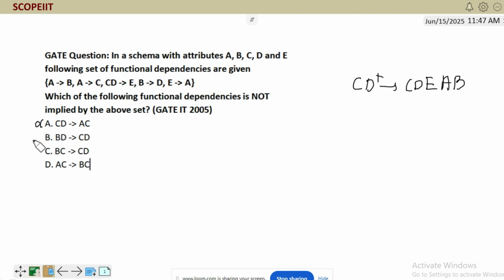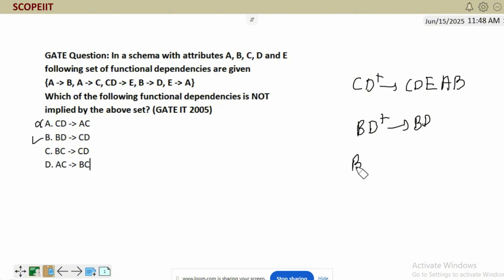Next, let us check from BD to CD. Closure of BD. What is the closure of BD? First of all, BD itself. Then from BD, we are having B to D. Then anything else we can get? No, we don't have E. We don't have C. To get CD, we need C. Then A, we don't have. So here from BD, we will get only B. We will not get C. So that means this is not implied. So the correct answer is option B. But I'll explain even option C also.